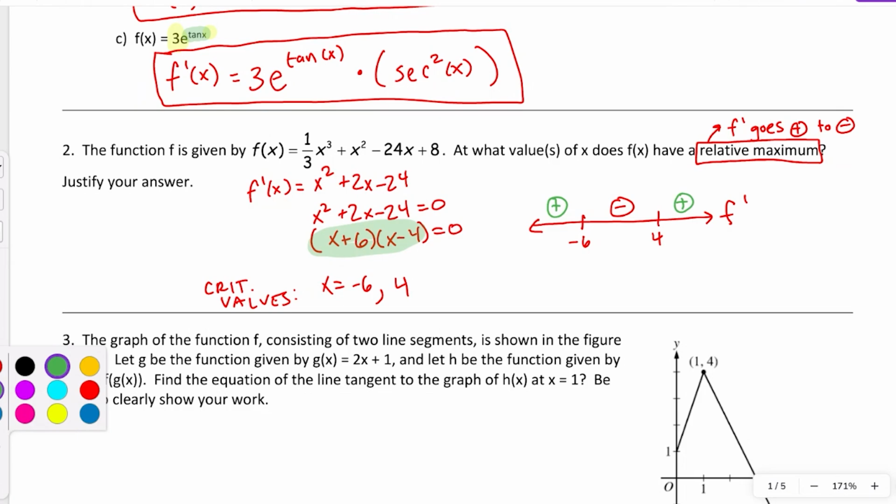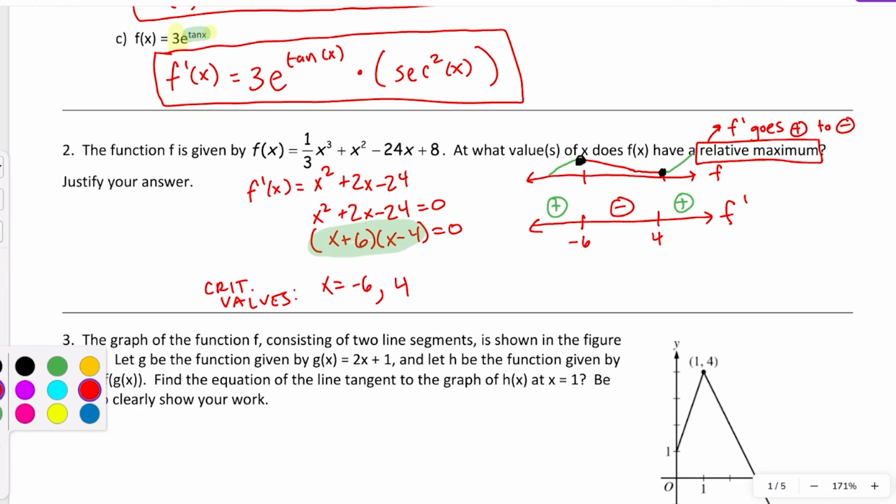So on the graph of f, maybe I'll make a little number line above here. For f, the function is increasing, so it's going up, and then the function starts to decrease, and then it increases again. Well, I didn't do the decreasing all the way. And then it increases again. So notice here we have a relative max at -6 and a relative minimum at 4. This question is asking for the x values of the relative maximum, so that's going to be at -6.